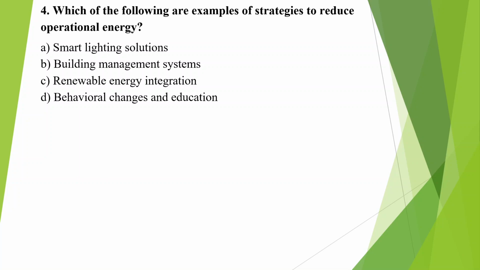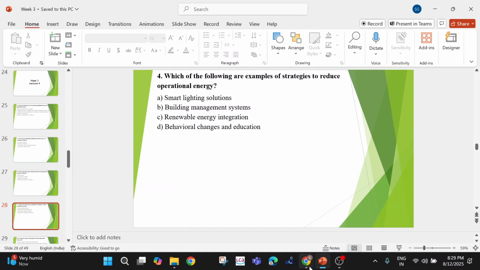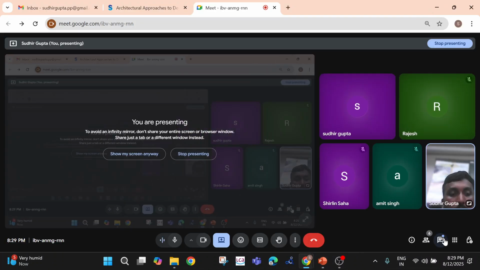Smart lighting solutions: if you're putting in smart lights with sensors, like proximity sensors, then when you are not in the room, the lights will be switched off. Those smart solutions, different building management systems, renewable energy integration if you have done it in your buildings, or behavioral changes and educated people. Will all these things reduce the operational energy or not? Of the four options, how many of you think all the answers are correct?